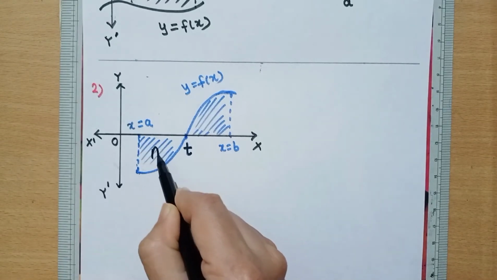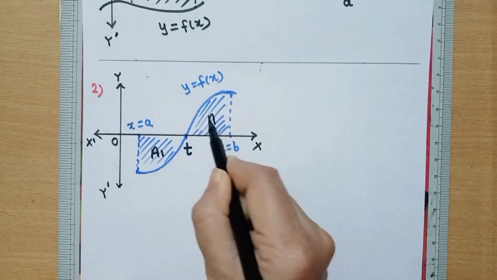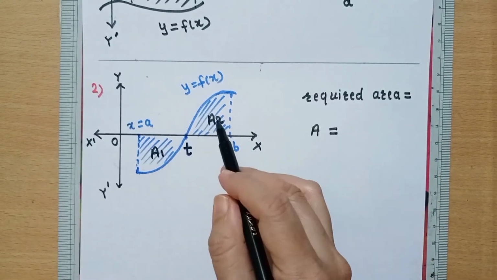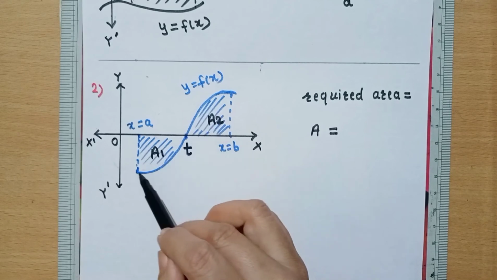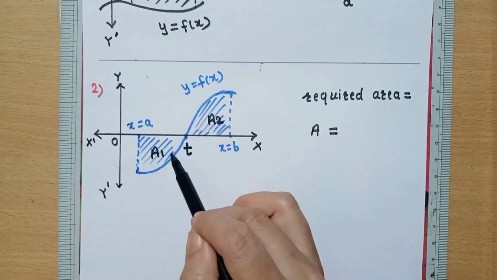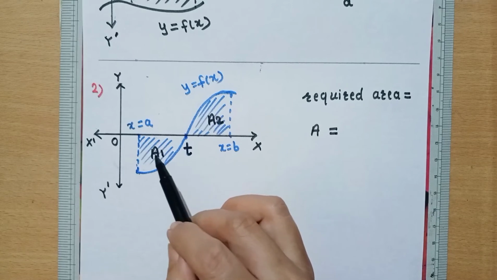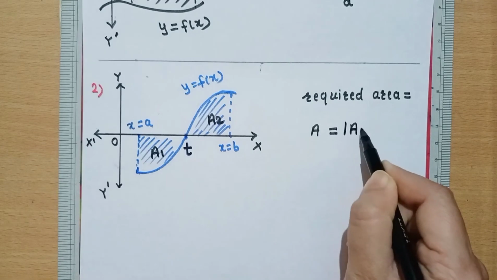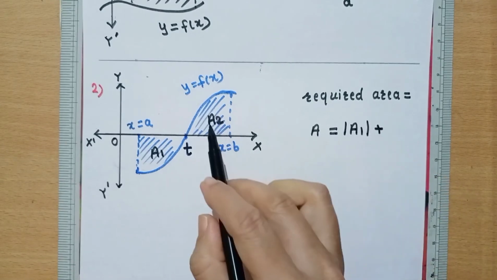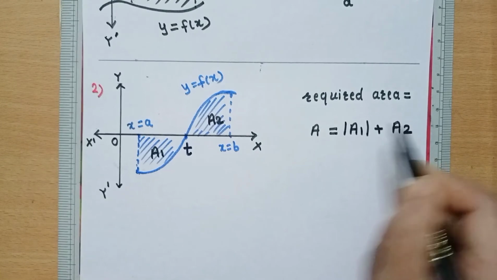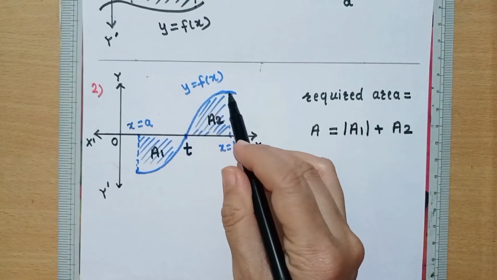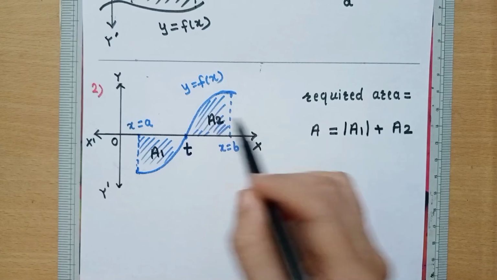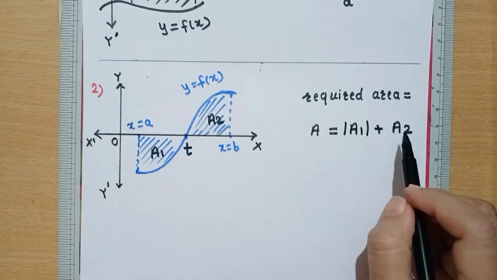So let this area be A1 and this area be A2, and therefore the required area A is equal to A1 plus A2. But check now, this part of the curve is below the x-axis, so this function is less than 0. So this area is also negative, so we have to write the modulus sign here. So mod of A1, and then we will add A2. This function is above the x-axis, so f of x is greater than or equal to 0. So this area is positive, so there is no need to write the modulus symbol.